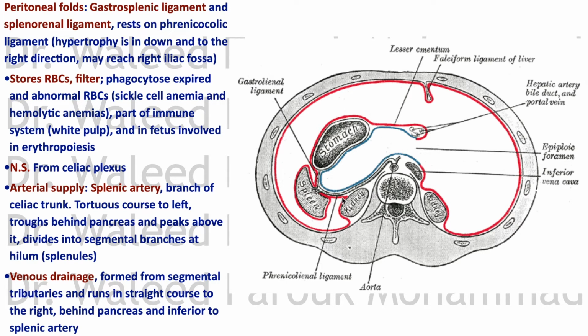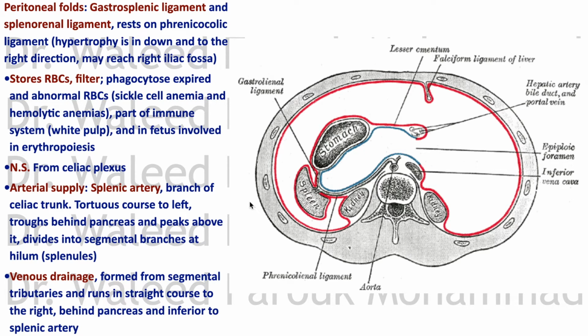The content of the splenorenal ligament, or lienorenal ligament, which is the old name, is the tail of the pancreas together with the pancreaticosplenic lymph nodes. So the tail of the pancreas and pancreaticosplenic lymph nodes are the content of the lienorenal ligament. The arterial supply of the spleen comes through the splenic artery.